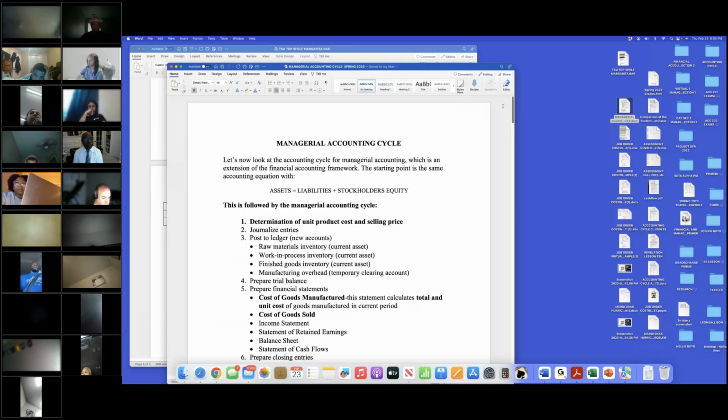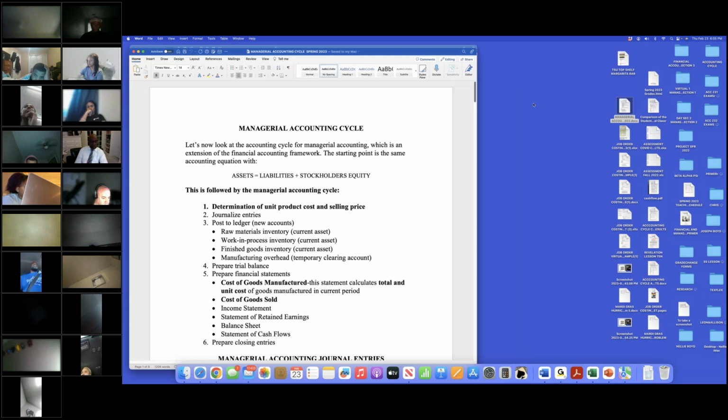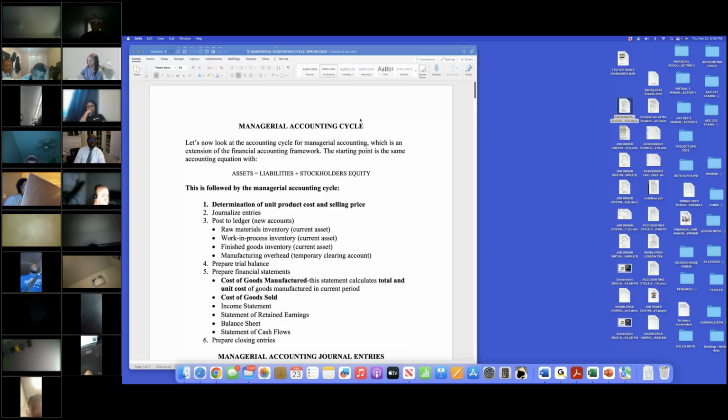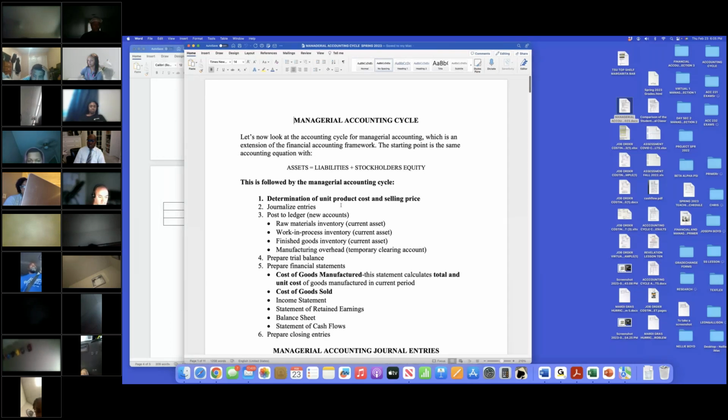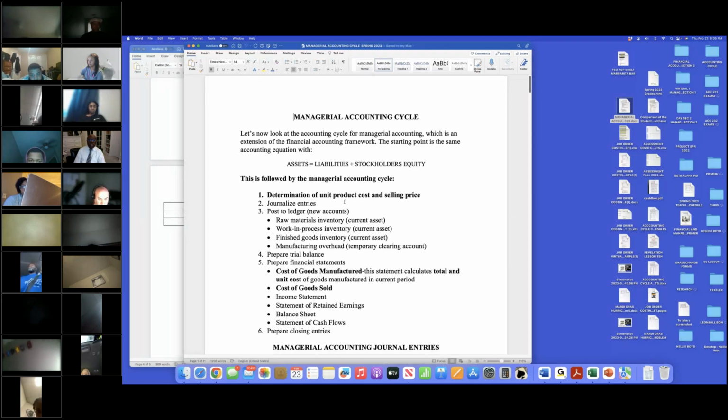So the managerial accounting cycle, that's what we're working on. Assets equal liabilities plus stockholders' equity, that's still the foundation of what we're working with. And what you're told, which is the case, is that the first step in this process is coming up with that unit cost, selling price, and the POR. That's always the first step.